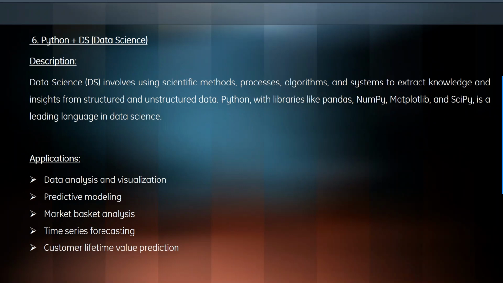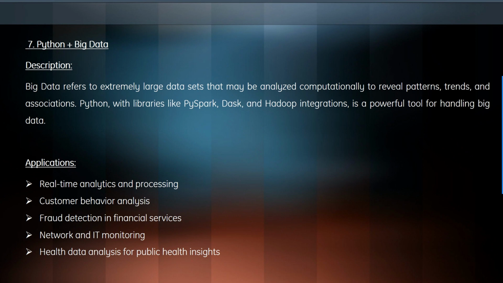Moving on, we have Python plus data science. Now, data science involves using scientific methods, processes, algorithms, and systems to extract knowledge and insights from structured or unstructured data. Python with libraries like Pandas, NumPy, Matplotlib, and SciPy is the leading language in data science. Data science is like an overall umbrella; it involves AI, DL, ML, everything. Now, applications of these two in combination include data analysis and visualization, predictive modeling, market basket analysis, time series forecasting, and customer lifetime value prediction.